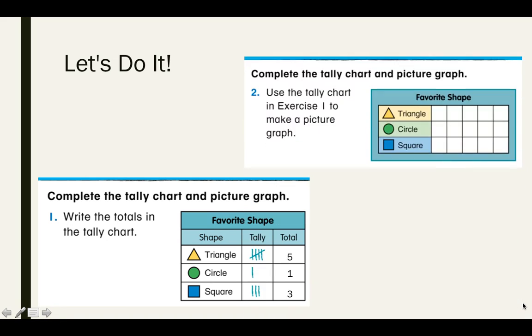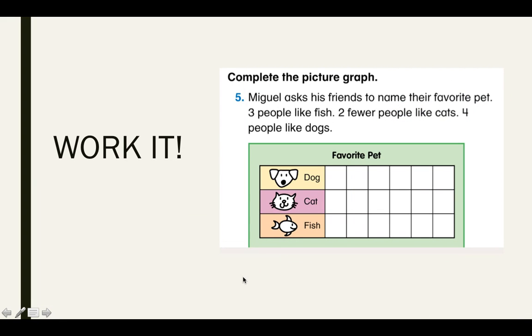Awesome, great job. Complete the tally chart with the picture. So now we're going to use the tally chart information to fill in our shapes. So we're going to draw triangles for this. How many triangles are we going to draw? 1, 2, 3, 4, 5. Awesome. Circles, how many? 1. Squares? 3. Awesome. Now work it.